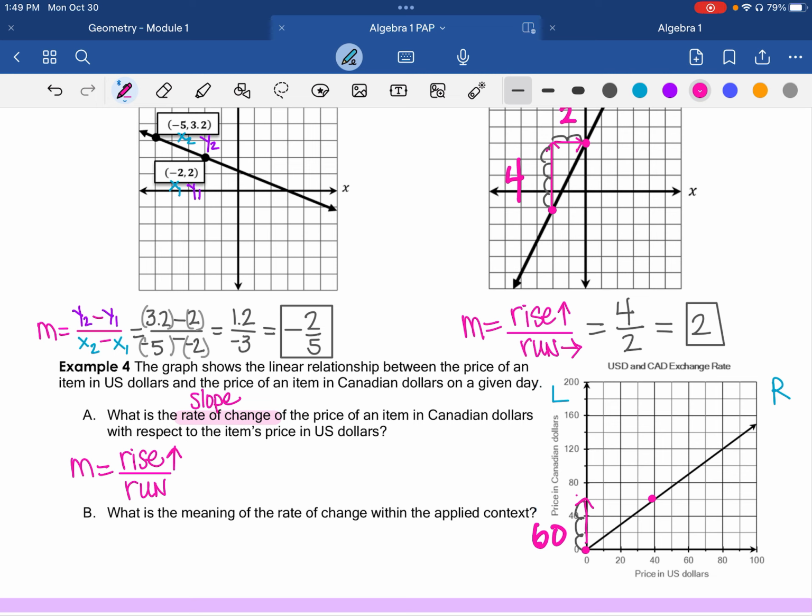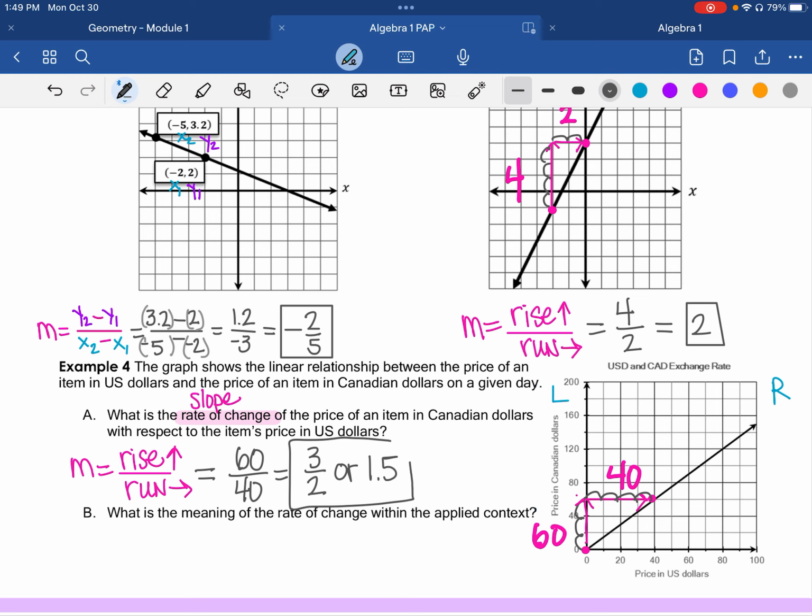Okay, and now I'm going to run over to my point to the right. And let's count. Once again, we need to make sure that we look at the graph. It's not going by 1, 2, 3, 4. It looks like it's going by tens. 10, 20, 30, 40. So it looks like we've got 40, and we went to the right. Both of these are positive directions, so we're just going to do the rise over the run, and we're going to simplify this to 3 over 2, or we could say 1.5.